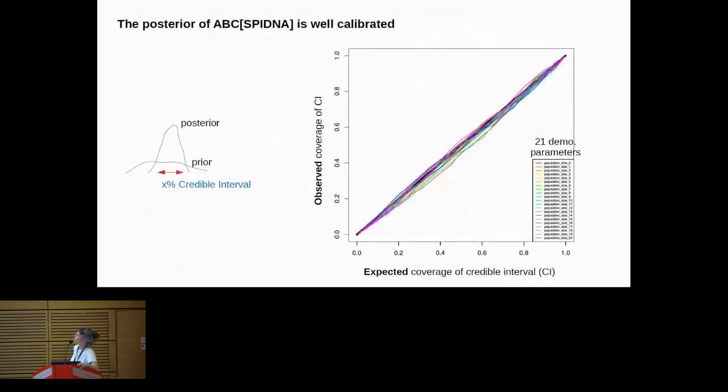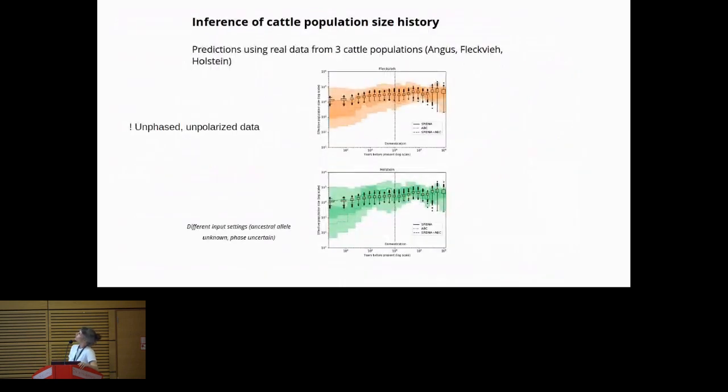If you have very sharp changes, it might be hard to predict exactly these changes. And the good thing is that you can check if the posterior is well calibrated, and it is. Meaning that if you give, say, a 90% credible interval, you actually have a 90% chance of having the true value in the interval, which is what you want. And so we applied that to cattle populations, and we found that the history is kind of stable with a slight decline that could correspond to the time of domestication.